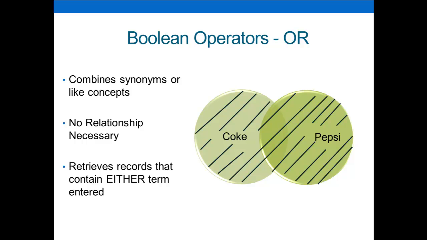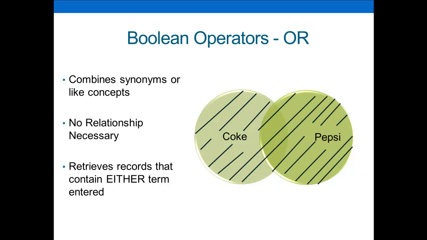Whereas when it comes to or, what or is used for is to combine synonyms or like concepts. Such as if you were doing the thing on soda pop and weight gain, one of the things you might be interested in looking at are all articles that deal with Coke or all articles that deal with Pepsi. And then you might want to turn around and take those and combine them together to see how they deal with weight gain.